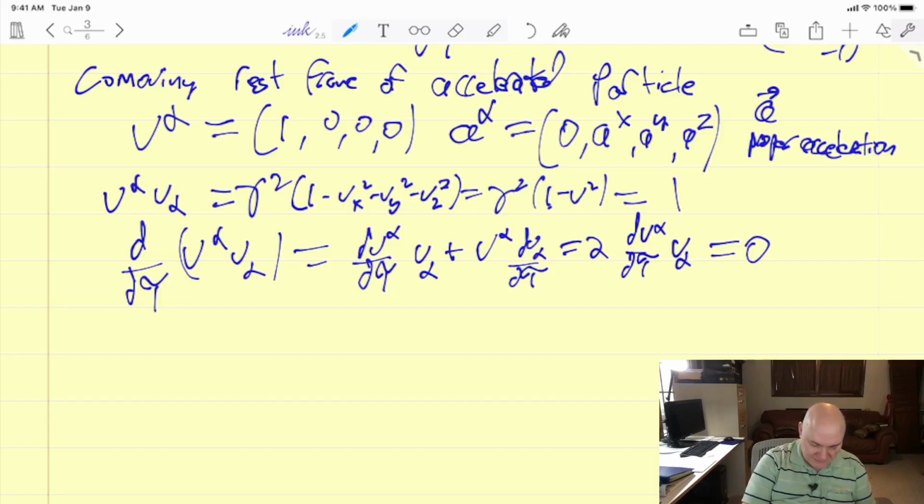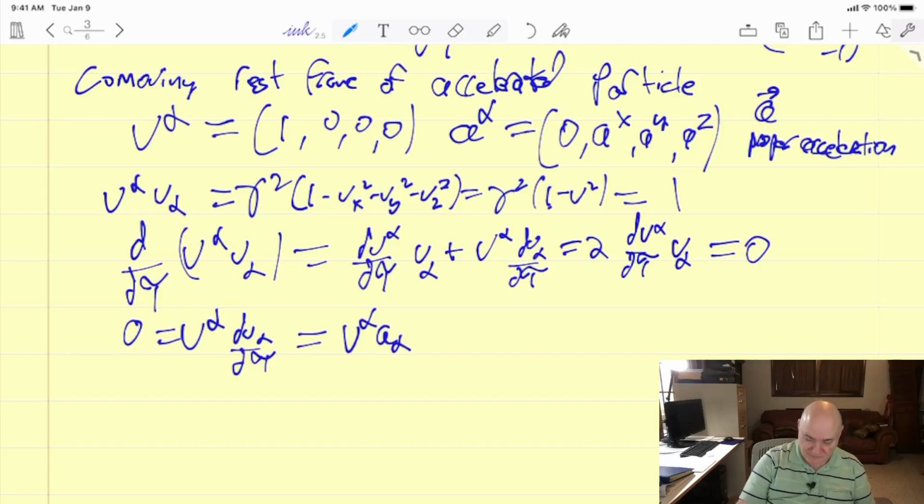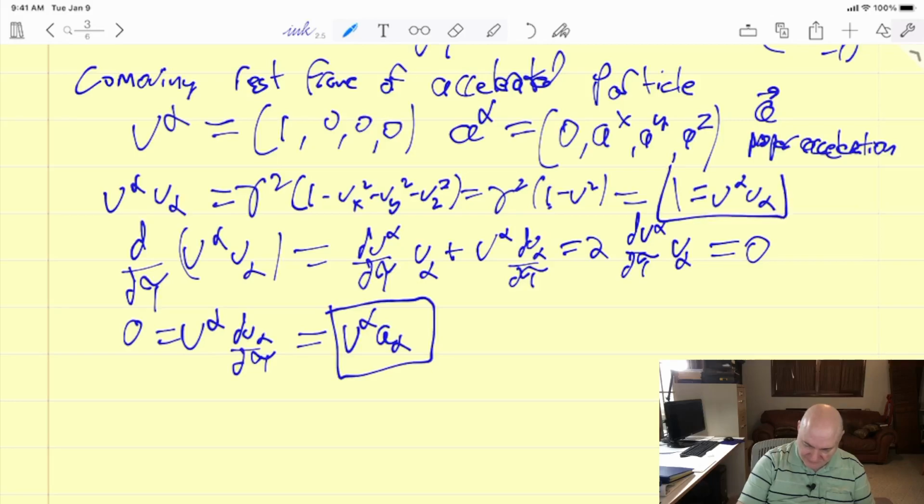So we've established that the 4-velocity u alpha times du alpha d tau is equal to 0, which is equal to u alpha a alpha. The 4-velocity is orthogonal to the 4-acceleration. It's a very important equation. And setting this equal to u alpha, that's another very important equation. And we're going to need one more equation to solve this thing.